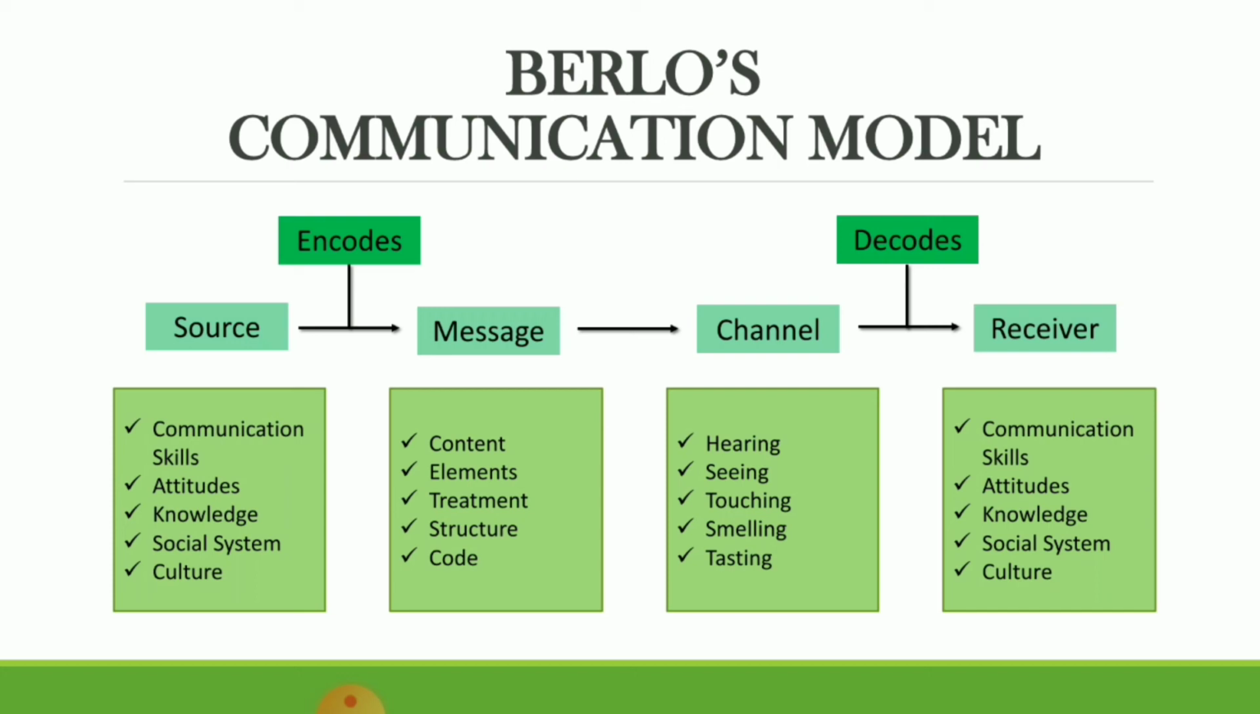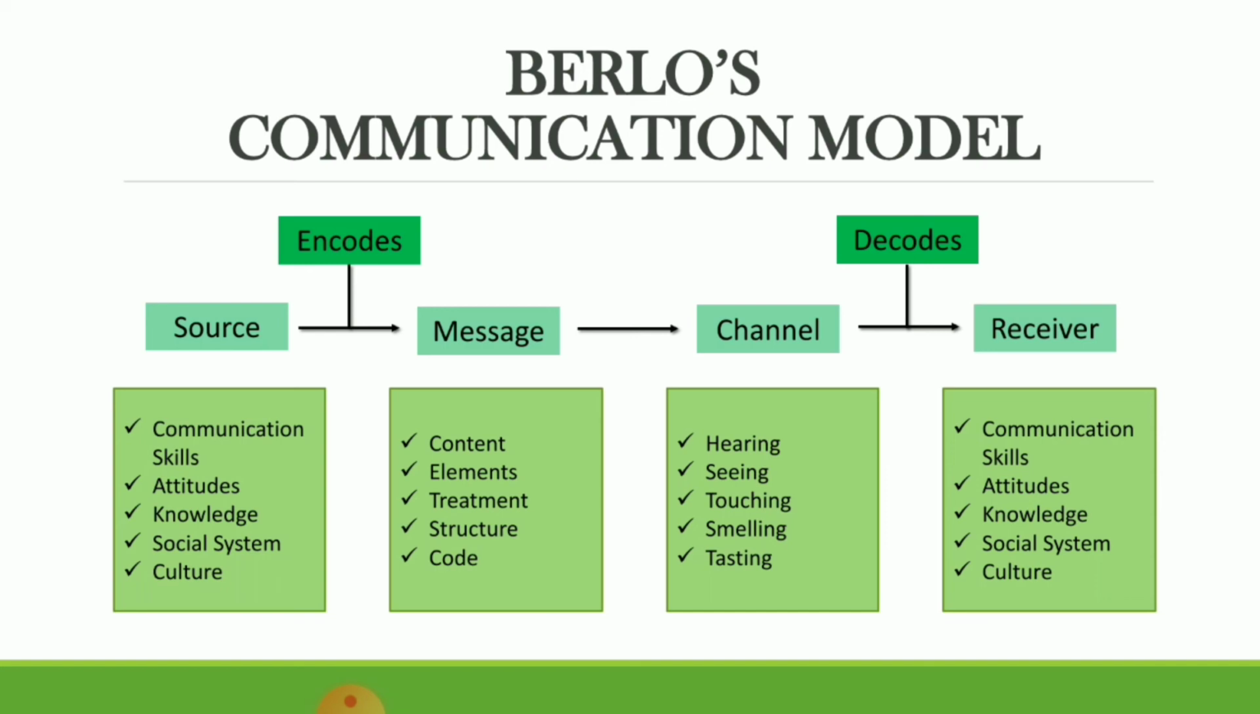The source, being the originator of the message, acts as the encoder. As such, the encoder should practice communication skills, such as listening, speaking, reading, and writing. His or her attitude towards the audience or the subject, as well as his or her knowledge about the topic at hand, likewise counts, along with the social system that he or she is in, which includes values, beliefs, practices, and culture.